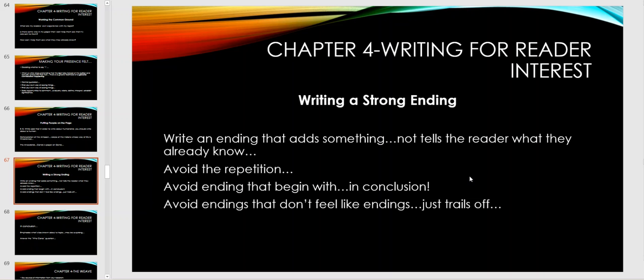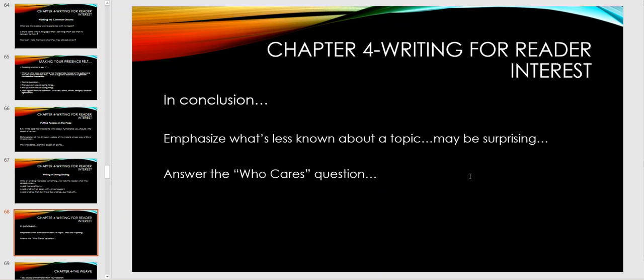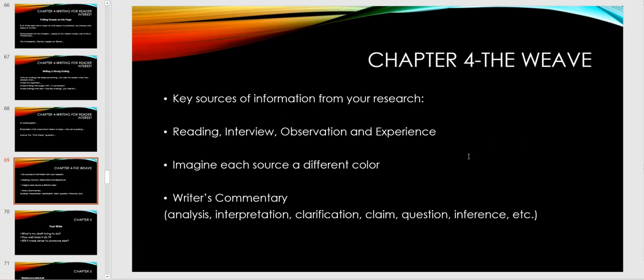The most important sentences in an essay are the very first sentence, the last sentence of the first paragraph, typically reserved for the thesis statement, because that's where you leave the reader before you take them on that journey throughout your research essay. And the third most important sentence in an essay is the very last sentence because that's how you leave the reader, right? Try to avoid the typical "in conclusion." Avoid endings that don't feel like endings, they just kind of trail off, right? So, emphasize what's less known about the topic, may be surprising, and answer the "who cares" questions, right?